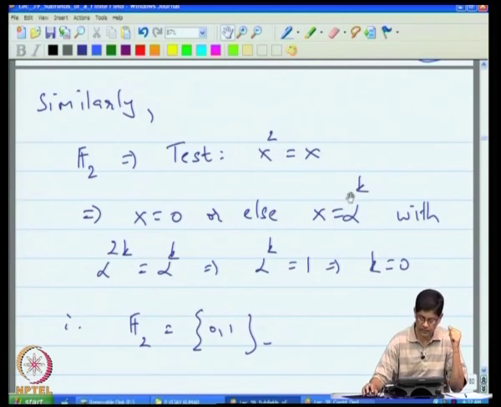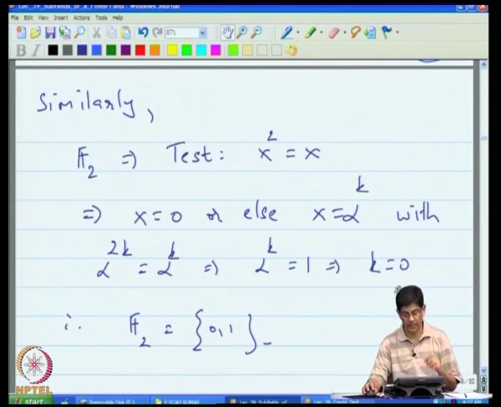So, the test is to check whether or not x squared is equal to x. The only way x squared is equal to x is if either x is 0 or else x is alpha to the k, with alpha to the 2k equal to alpha to the k, that is, when I plug in x equals alpha to the k here. But if alpha to the 2k is equal to alpha to the k, that implies alpha to the k is 1, and the only way this can happen is if k is 0.